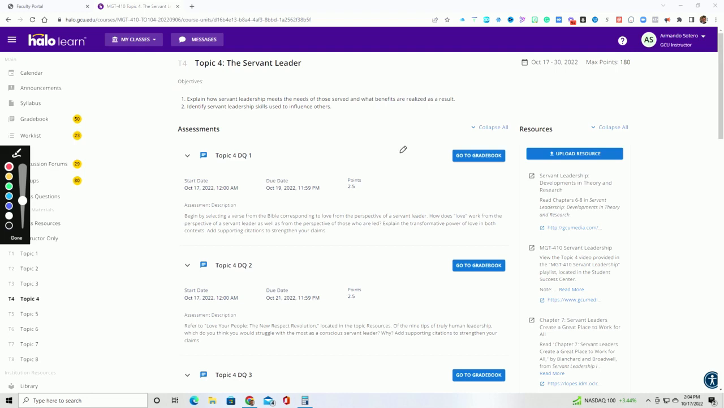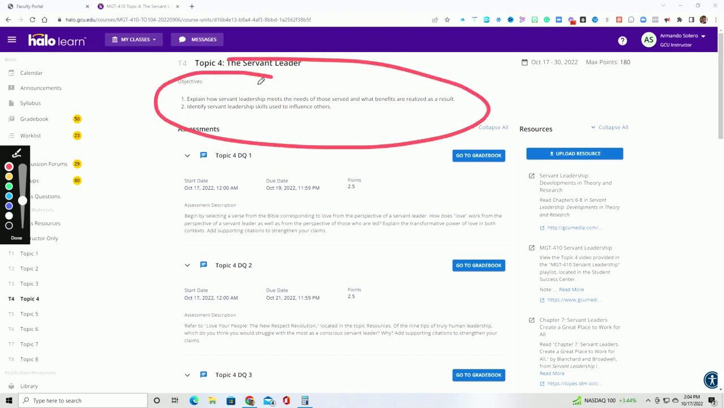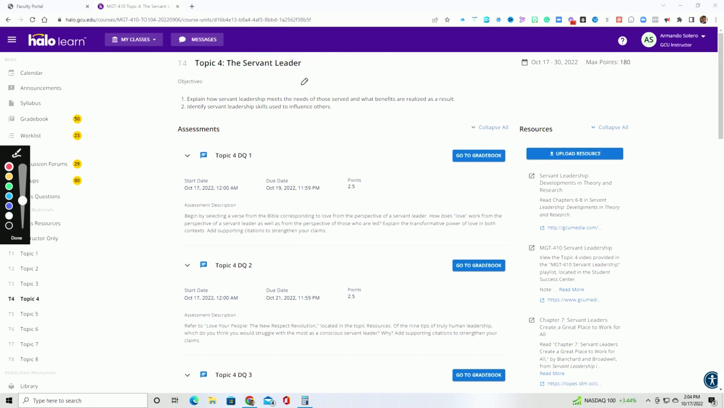So if you're loving everything about servant leadership and you want to obtain a leadership position, this is where I would really focus, because leaders need followers. And so we're going to help you look at that a little bit deeper as we look at topic 4, which is specifically on the servant leader.